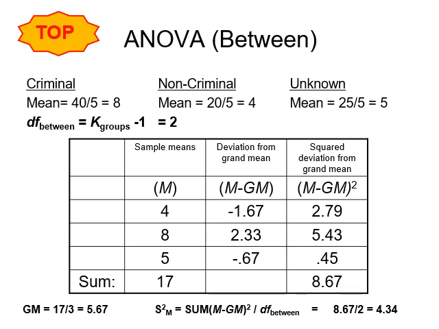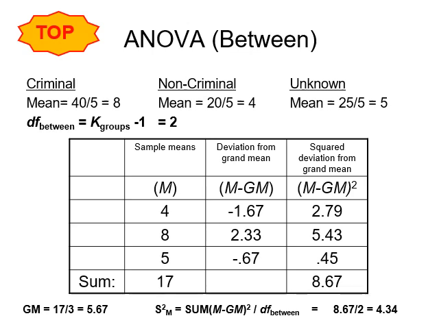Now, again, I told you all numbers in these equations are going to be positive. We're doing the sums of squares. So we're now going to square those. So negative 1.67 multiplied by itself is 2.79. This is that last column, square deviation from the grand mean. 2.33 multiplied by itself is 5.43. And negative 0.67 multiplied by itself is 0.45. We're going to add all of these together. We now have the sums of squares.